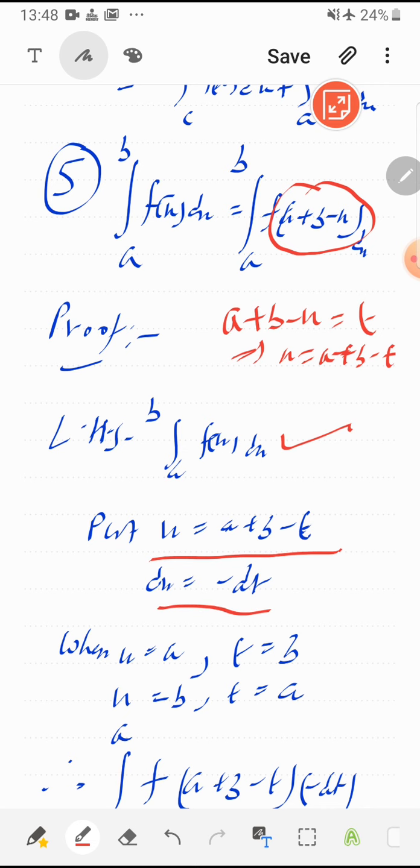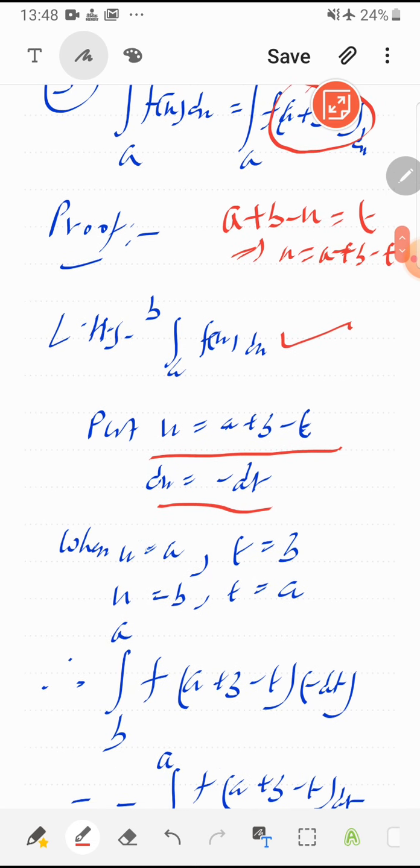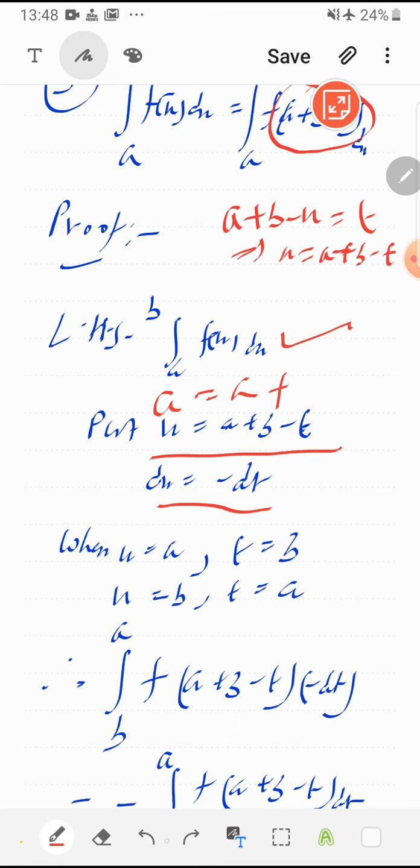So dx is equal to minus dt, and the new limits will be: when x is equal to a, put x is equal to a here, so a will be cancelled out and t is equal to b. Similarly when x is equal to b, t is equal to a. So that means we have got the new limits.